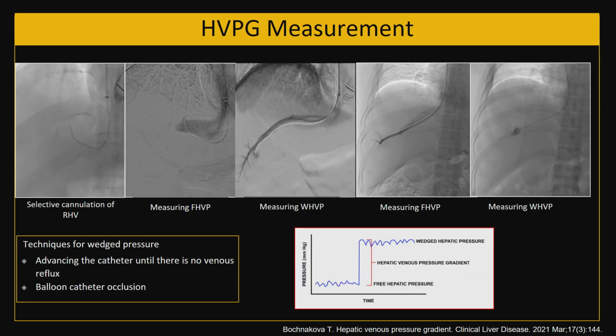I am showing a case in which we have entered into the right hepatic vein. This is how our catheter sits in the right hepatic vein. We first measured the free hepatic venous pressure, then wedged into one of the small branches and measured the wedged hepatic venous pressure, and the difference between both pressures is the HVPG. In the other technique, we enter the hepatic vein, take the free pressure, and then inflate a balloon within the hepatic vein to obliterate the flow and measure the wedged hepatic venous pressure. By using either technique, we can measure the HVPG, and that is helpful in the management and prognostication of the patient.